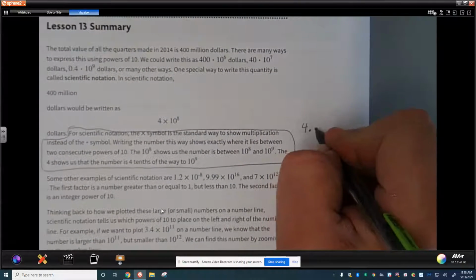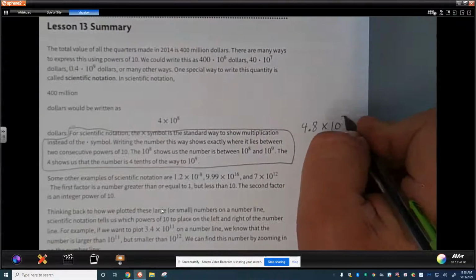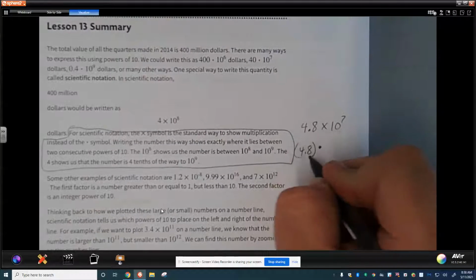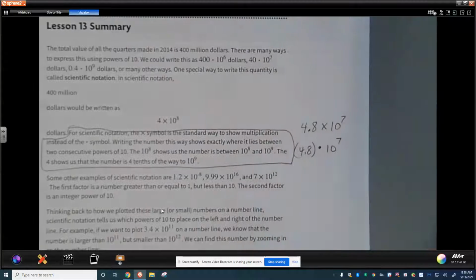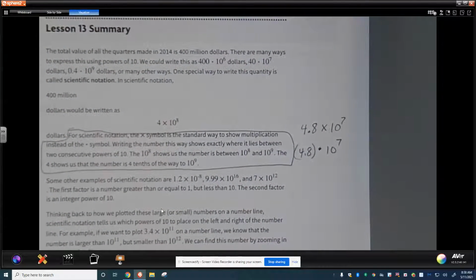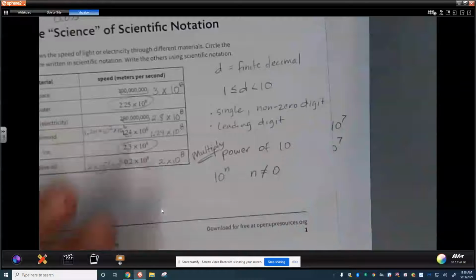If we have 4.8 times 10 to the 7th power, if you want to use the bullet symbol, you have to put the 4.8 inside of parentheses and show the decimal, or show the bullet symbol for the multiplication. We have to have consecutive powers of 10. We have to have that power of 10 be multiplied by the finite decimal. This does not quite explain exactly what the intent of the lesson is, but we have to understand these pieces right here.